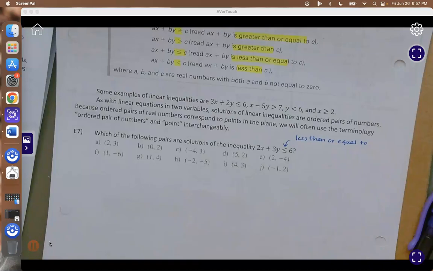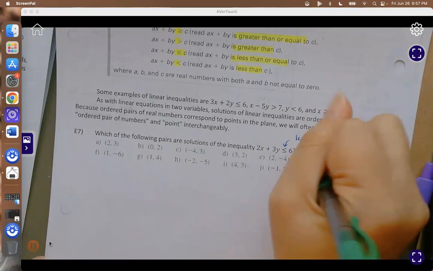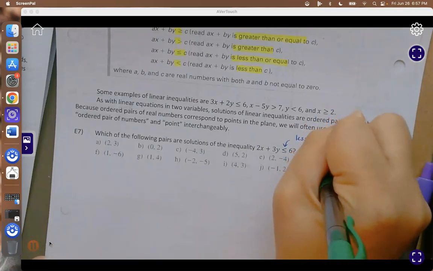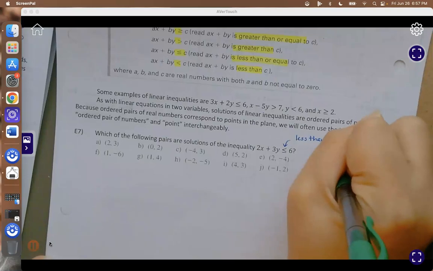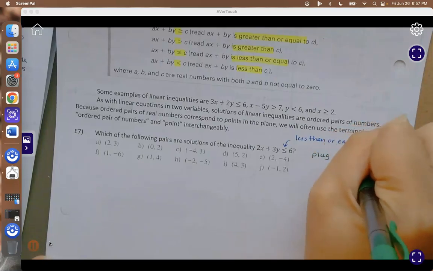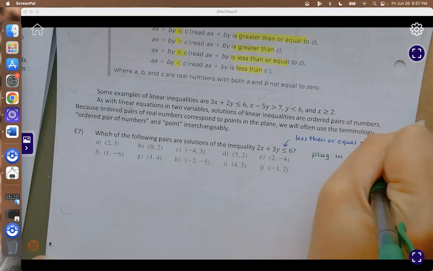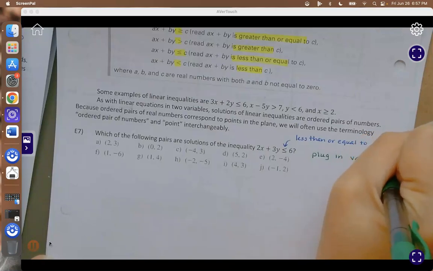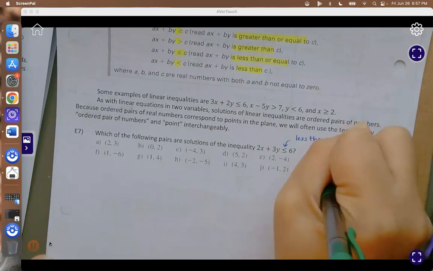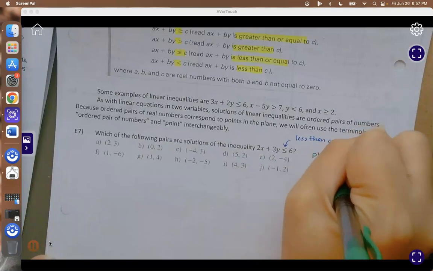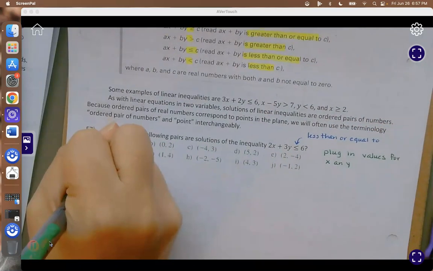Okay, so what we're going to do is go through and plug in values for x and y.